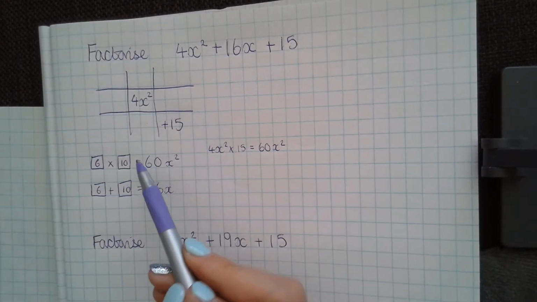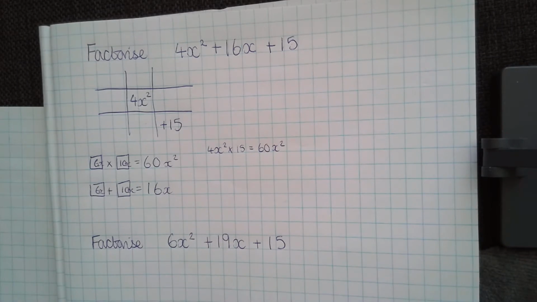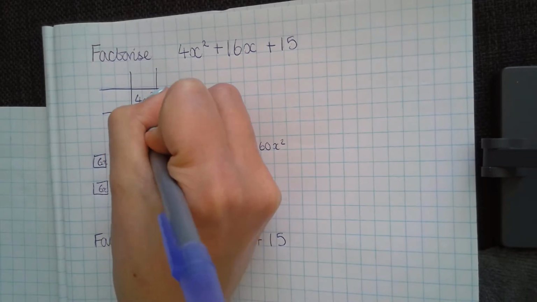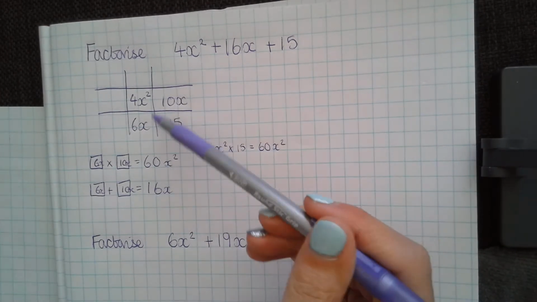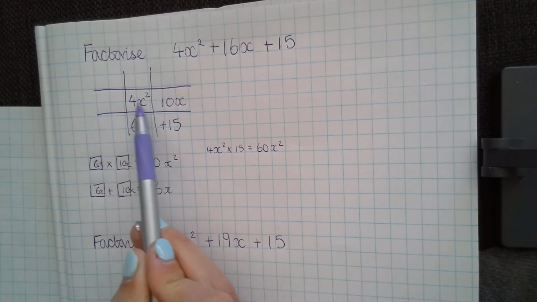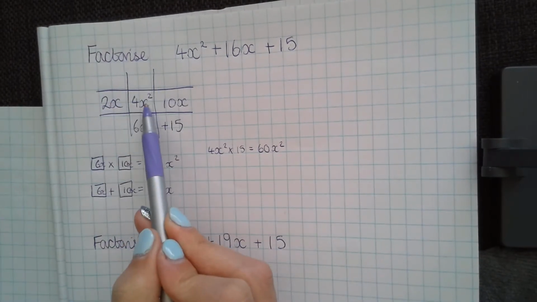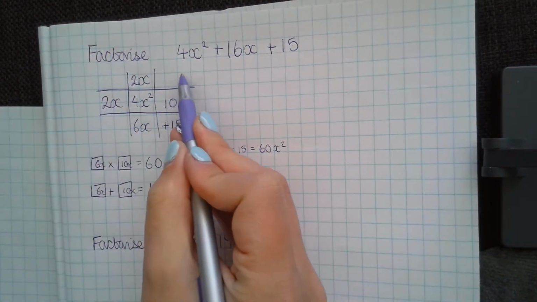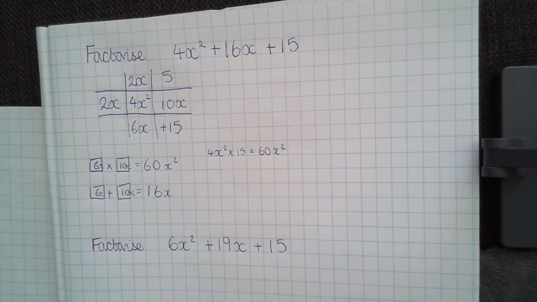Okay, so I need to put the 6, obviously it's going to be 6x and 10x. So I need to put 6x and 10x in one of these boxes. It doesn't matter which way around it goes. So I'm going to put 6x and 10x. Now I need to find the highest common factor. So what goes into 4x squared and 10x? The highest is 2x. And then I can think, well, 2x times what makes 4x squared? So that column must also be 2x. 2x times what makes 10x? Well, that one must be 5, and 5 is also the highest common factor of that column.